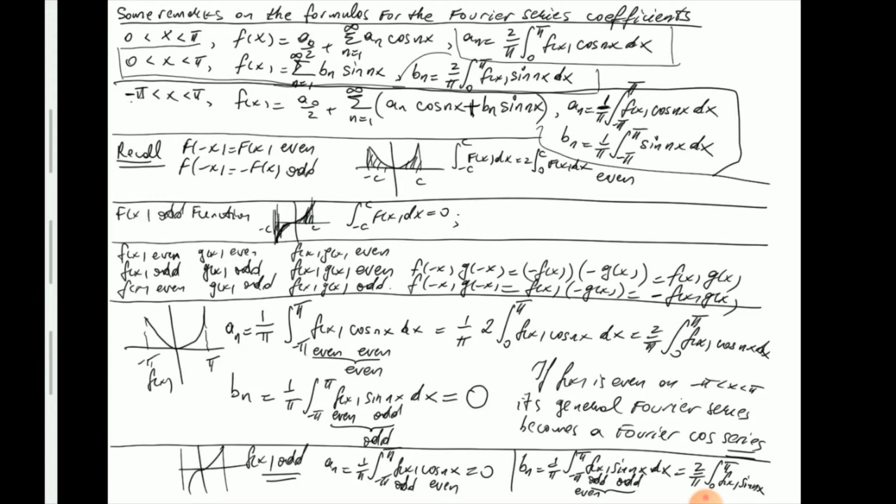So I just wanted to go over this remark, not because it's overly important, because as I said, we don't compute this integral by hand, but just to avoid any possible confusion on how these formulas are built. So the general Fourier series is the most general one. It actually includes the sine and cosine series.